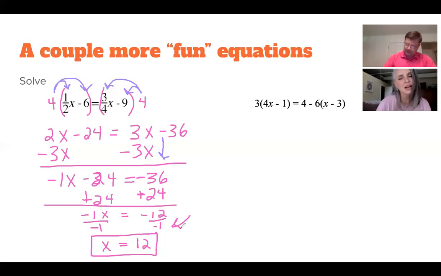And guys, with negatives, really and truly check your answer, because you're going to make mistakes. It's going to happen. So take your 12, plug it in. Half of 12 is 6. 6 minus 6, 0. 3/4 of 12 is 9, and 9 minus 9 is 0. So it checks out. Plug it back in and check your work.